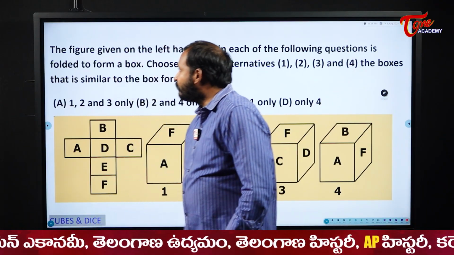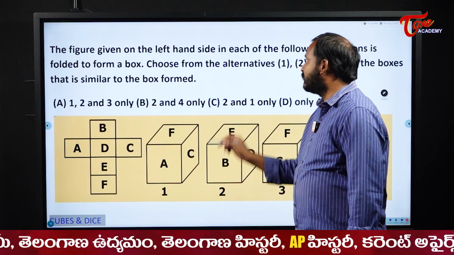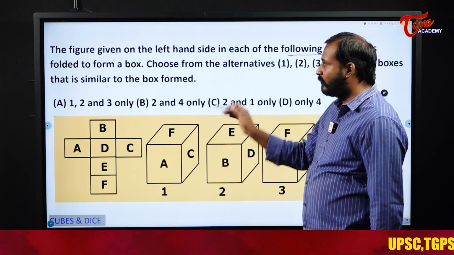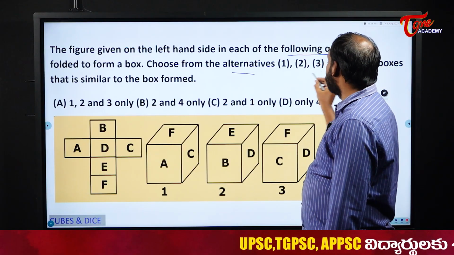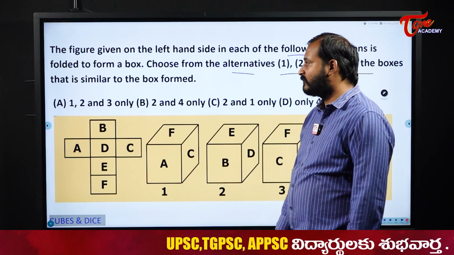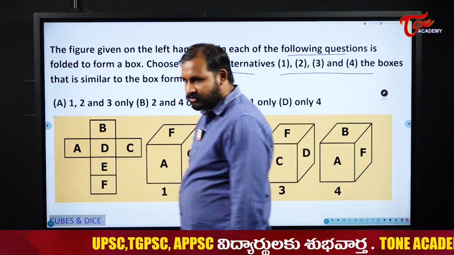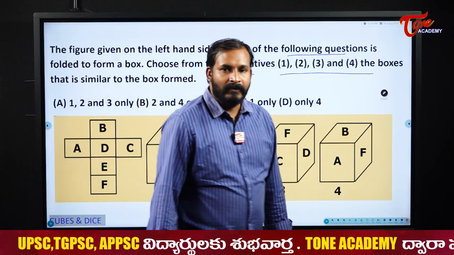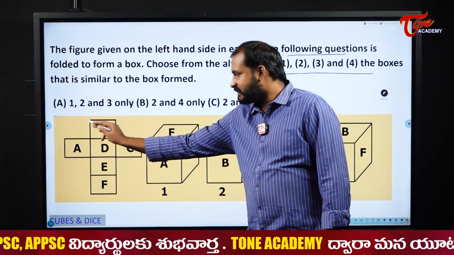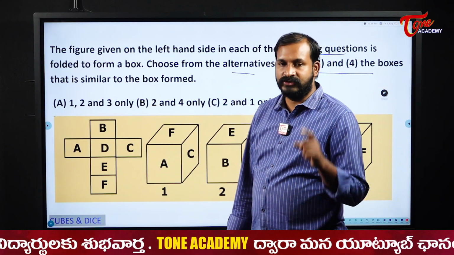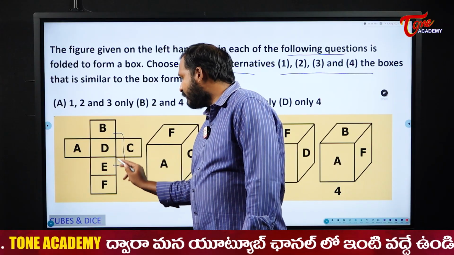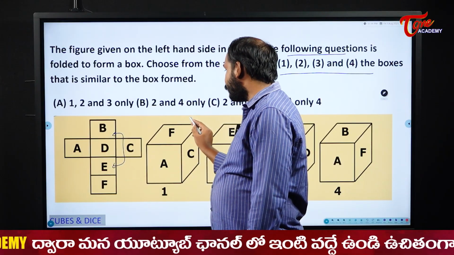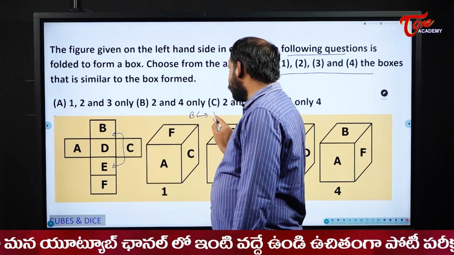Now see here, students. The figure given on the left hand side in each of the following questions is folded to form a box. Choose from the alternatives the box that is similar to the box formed. First of all, by seeing this open dice, first you should write the opposite pairs. So what are opposite pairs for me here? B is opposite to E.